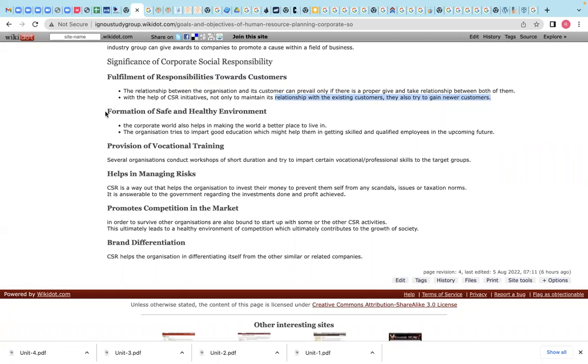So it is like maintaining that particular positive image among your customers. While you are maintaining it, there is every chance that you could get new customers as well.